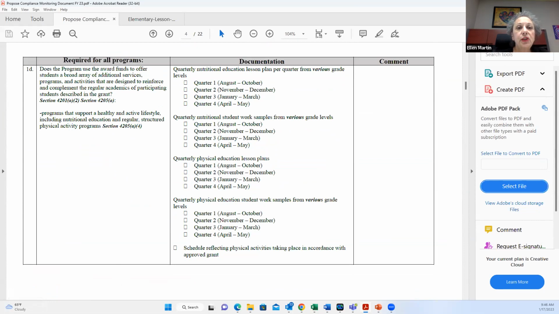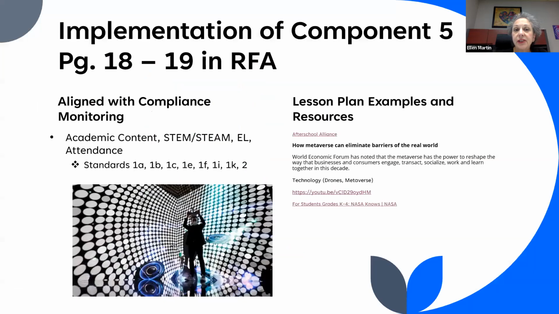One D is about nutritional education. Look at your RFA and see what you have in your grant for nutritional education and your physical education. These, again, are based on your quarters. You need a lesson plan based on the state course of study, what grade level, and who's teaching it, with those.